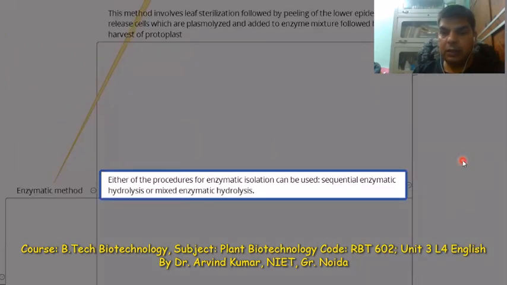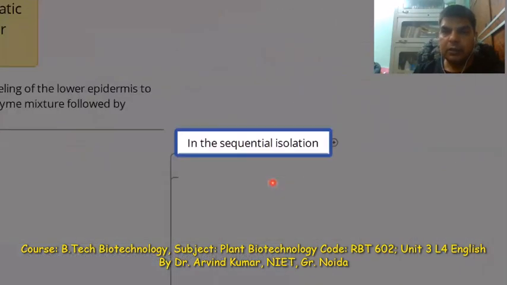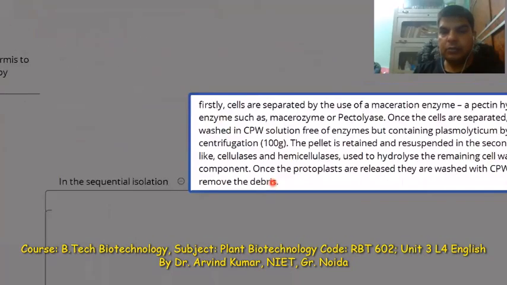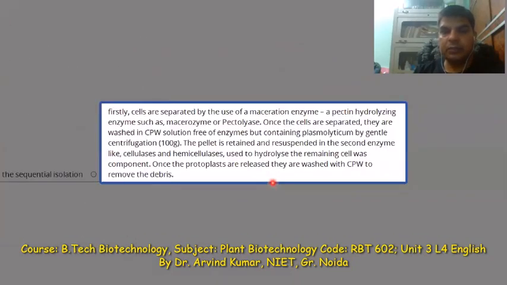Let's first check the sequential method. In sequential isolation, we add enzymes in a sequential way. That means first we use some enzymes, and the second time we apply certain other enzymes to obtain the protoplast. Firstly, the cells are separated by using the maceration enzymes. So remember the names of these maceration enzymes, the pectin hydrolyzing enzymes such as macerozyme or pectolyase. Because you know that the cell wall is made up of pectin, so we use the enzyme which hydrolyzes this pectin.